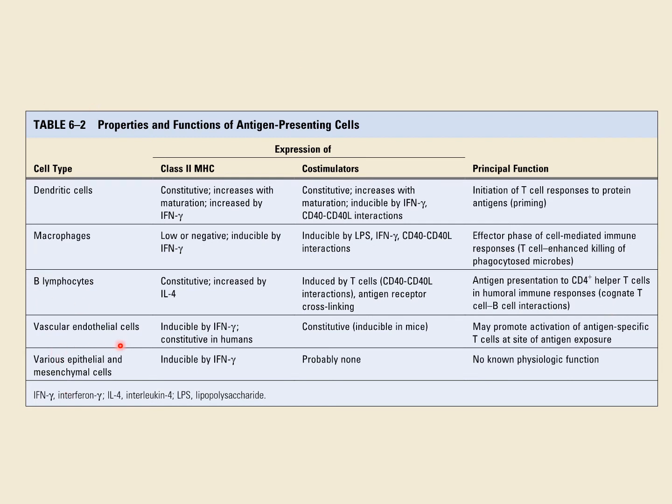Vascular endothelial cells in humans express class II molecules which are inducible by interferon gamma, and their expression is constitutive. The primary function is to present antigen to blood T cells that become adherent to the vessel wall. That is, it helps in promotion of activation of antigen specific T cells at the site of antigen exposure.